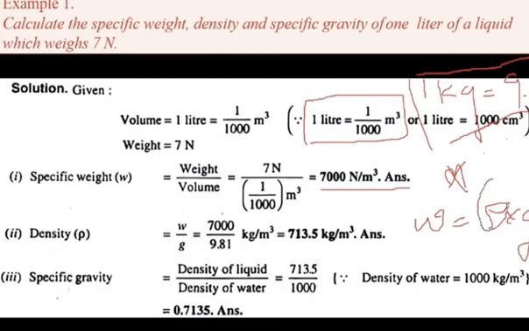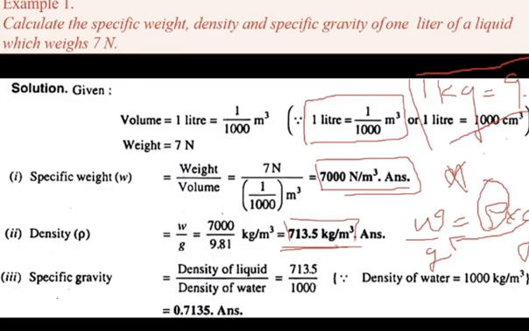What we want? We want the density. So we are sending G to this side, it becomes divisible. So now density, what we have? W by G. The specific weight we have got here is 7000 Newton per meter cube divided by 9.81, which is the gravity G. So whenever we calculate, we will get 713.5 kg per meter cube. So what is the unit of the density? It is kg per meter cube. It is important. Units are very important. Please keep in mind.